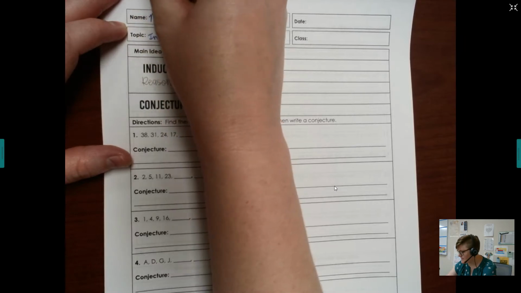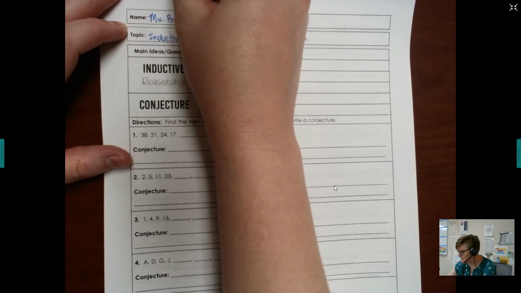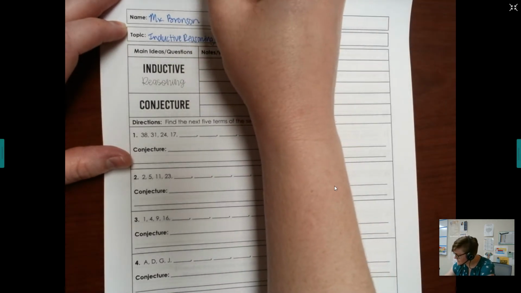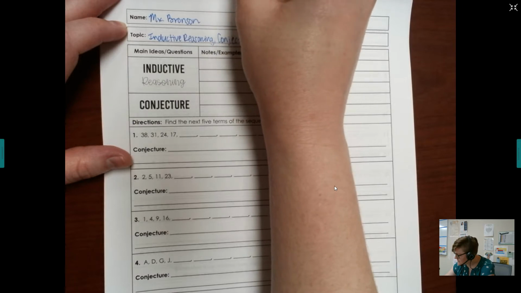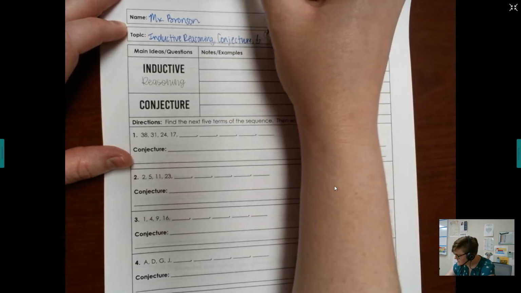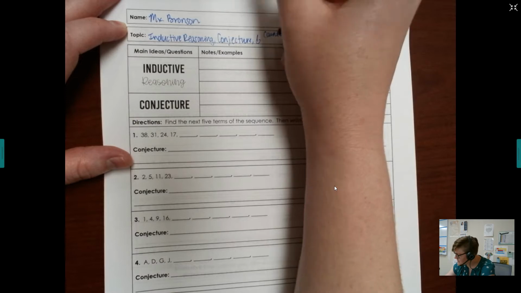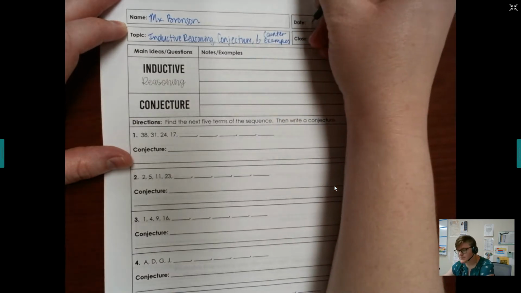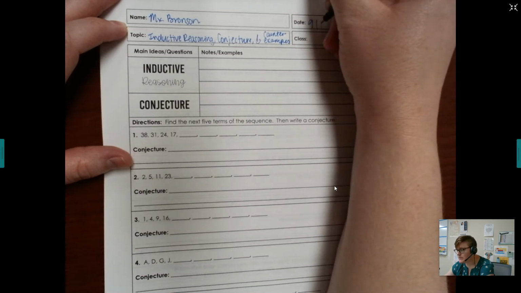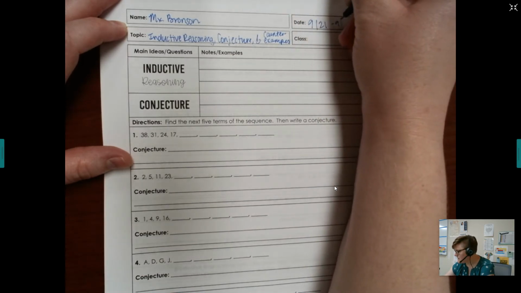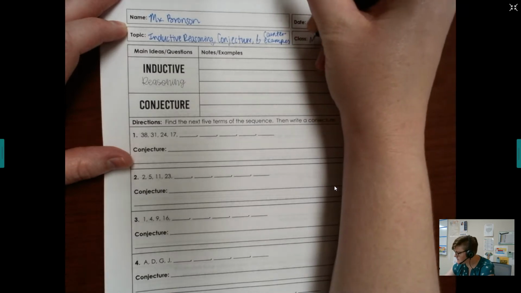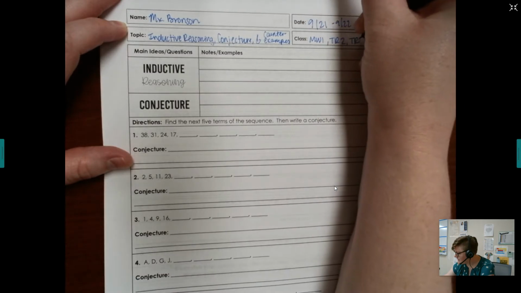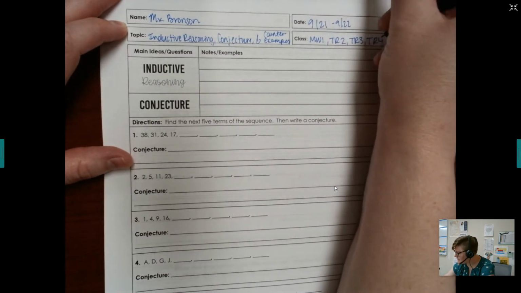And the topic: inductive reasoning, conjecture, and counterexamples. Make sure you put the date. We'll be doing this on the 21st and 22nd, and in all of the classes.